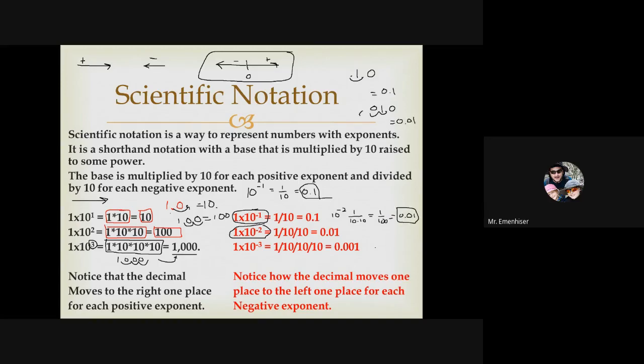Let's try it for the third one. 1.0. We're going to move that decimal place 3 places to the left. 1, 2, 3. Fill in with zeros. That's 0.001. Now remember the decimal goes right here, and then sometimes we can put a 0 on the other side of that. 0.001. Boom. We get the same thing we got there. Notice how the decimal moves 1 place to the left for each negative exponent.